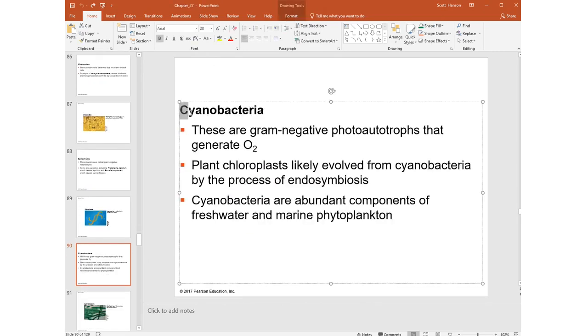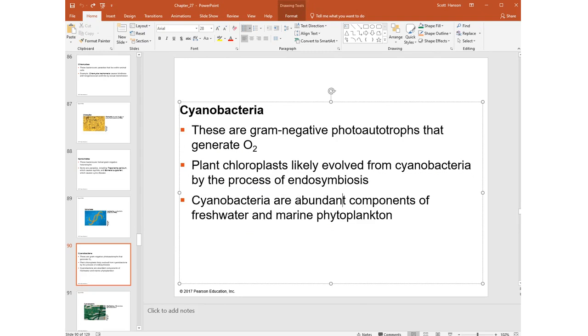And now these cyanobacteria. Remember, cyano means blue, so they're gram-negative photoautotrophs. Those that hypothesize about evolution think maybe that plant chloroplasts actually evolved from cyanobacteria that began living inside cells as endosymbionts. Remember, endo means inside, and symbiosis or symbiont means a species that lives in close association with another species, not always inside the other species. Most cases of symbiosis are not where one species is living inside the other.